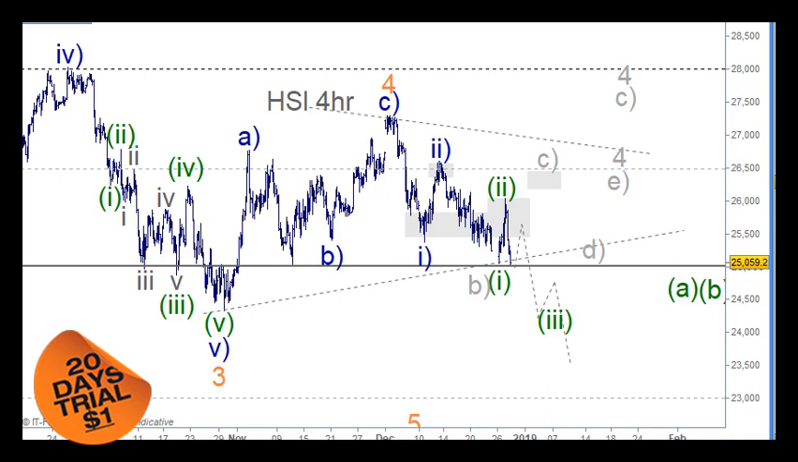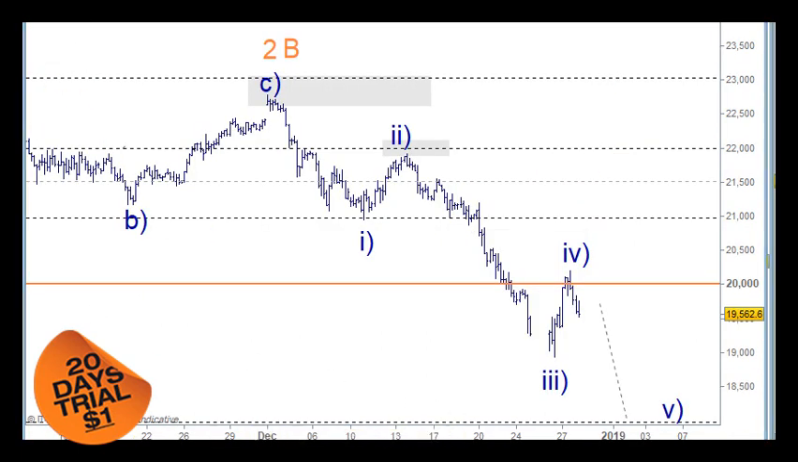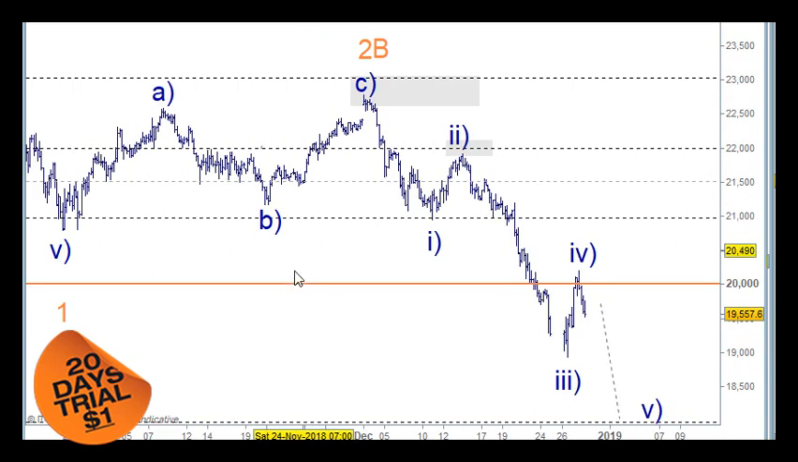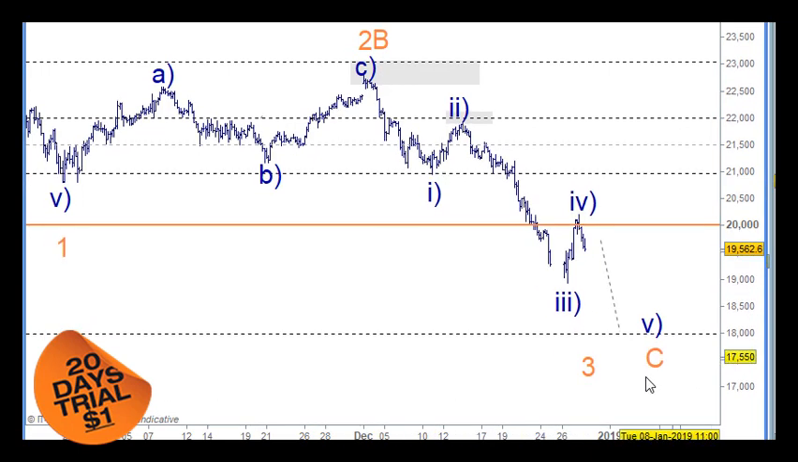The Nikkei. So with the Nikkei, it's also pretty straightforward as well. From this top here, we've had this A, B, and C here. We can call it wave 2, and we're having 5 waves down for wave 3, or we've got wave B here, and we're coming down for wave C here. Either way, it doesn't make a lot of difference at this stage. We're still looking for lower move to the downside.